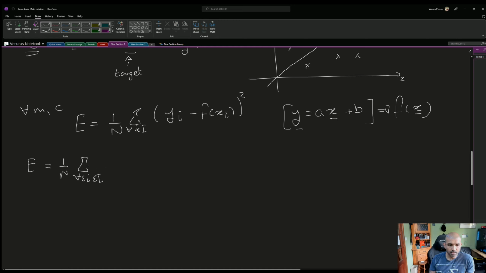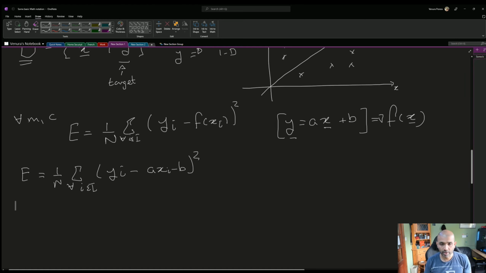Σ (yi − axi − b) squared. Well, okay, let's go ahead and expand this out. What do we have here? I'm going to skip over a couple of bits, and I'm just going to change the notation at the bottom to say it for all i.